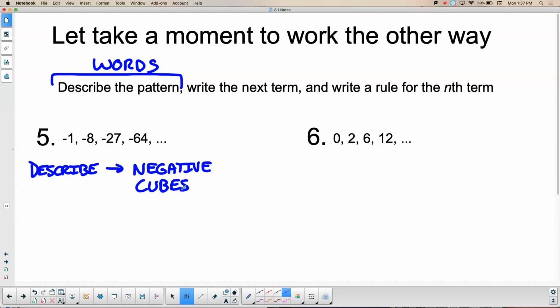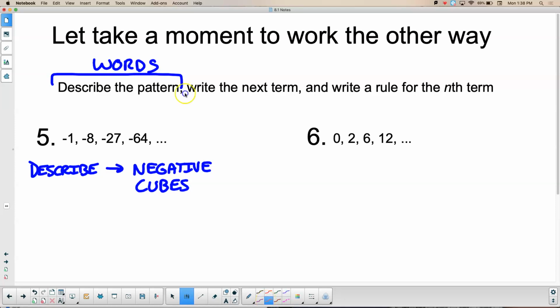Would you agree? 1 cubed is 1. Negative of it is negative 1. 2 cubed is 8, negative 8. 3 cubed is 27. 4 cubed is 64.